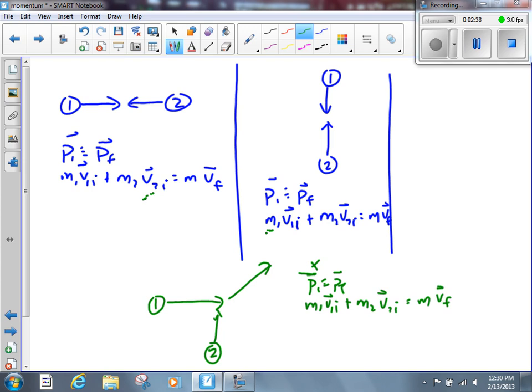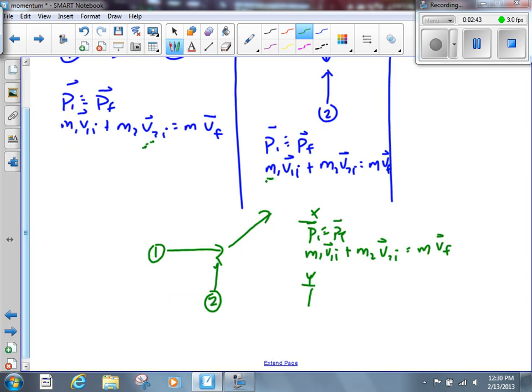Then we're going to analyze our y component. Once again, we're going to say Pi is equal to Pf. M1 V1I plus M2 V2I equals MVf. See how so far this problem in green is really like the two problems in blue, just combined? In other words, a two-dimensional collision is really just two one-dimensional collisions that we have to combine together.